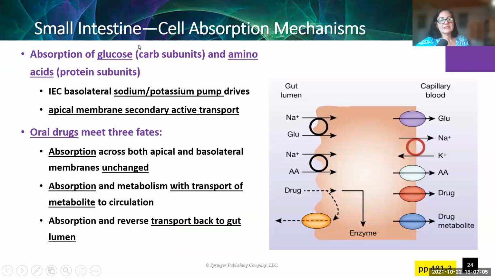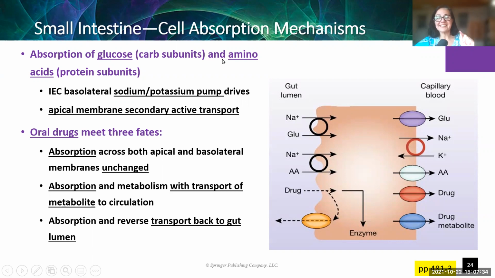Speaking of nutrients, we'll talk about digestion of the macromolecules, but I'll mention it here. So you remember carbohydrates get broken down. They're polysaccharides. They get broken down to the individual monosaccharides, mostly glucose. And proteins get broken down to their subunits, which are amino acids.